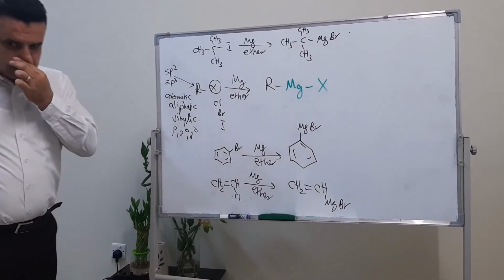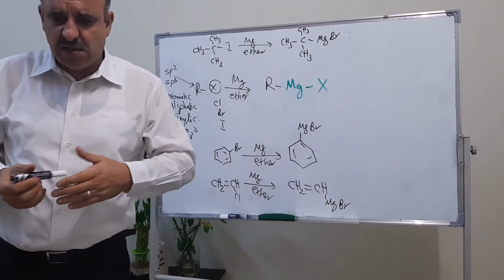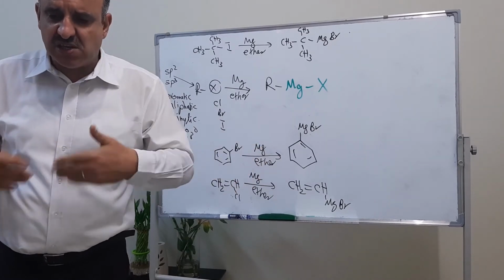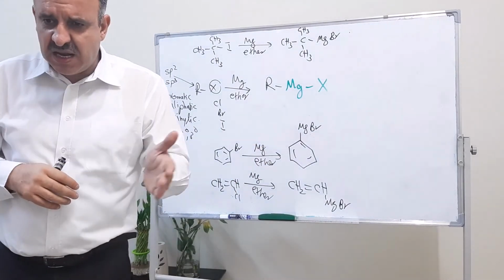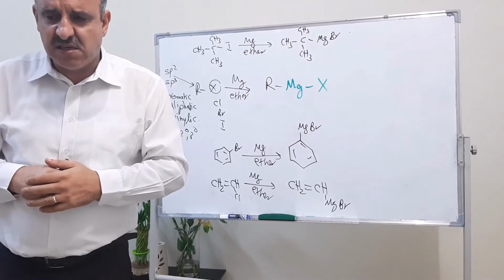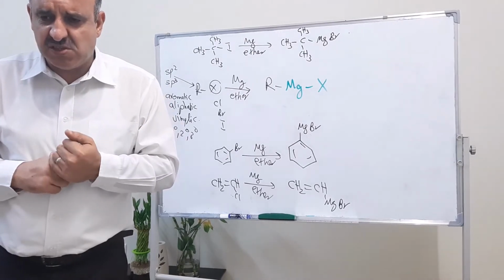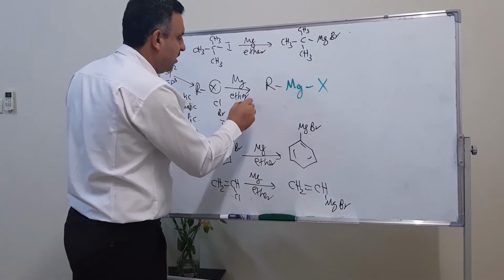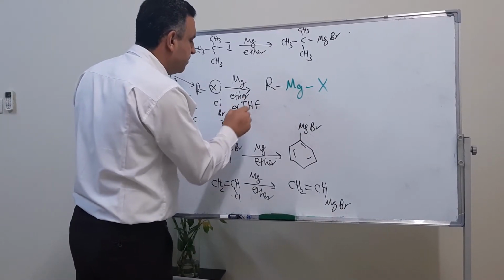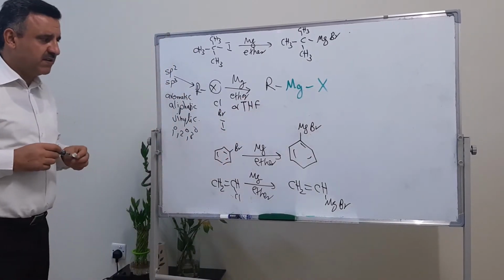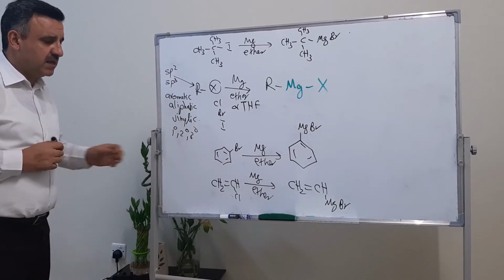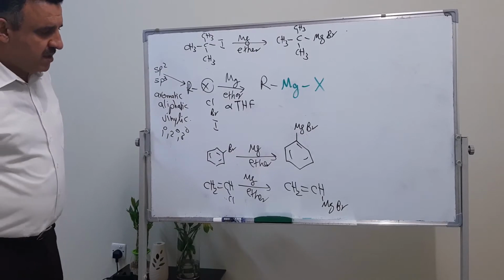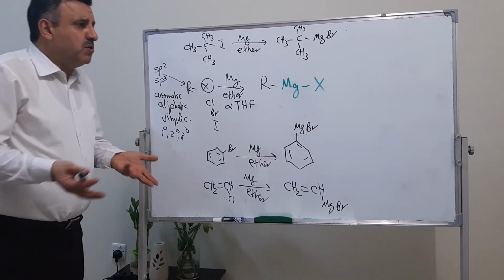Do you follow me? So this is a very wide scope and broad scope reaction. So there is no limitations. Any alkyl halide can react with magnesium in the presence of ether or THF. Both are inert solvents, and they should both be dry solvents in order to make the reaction happen.